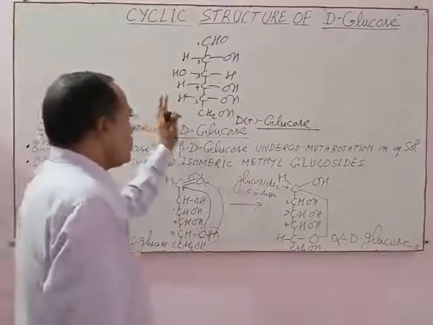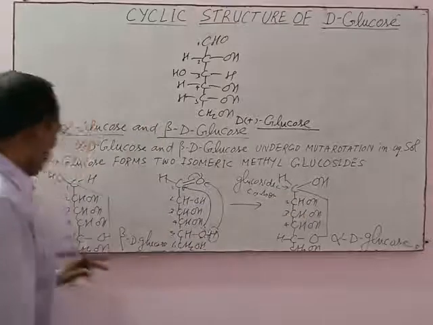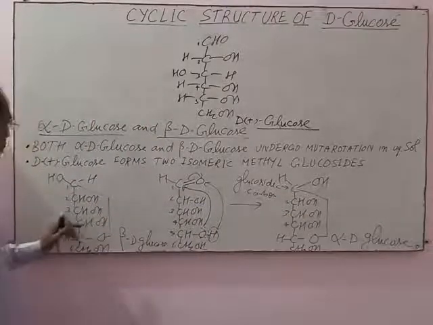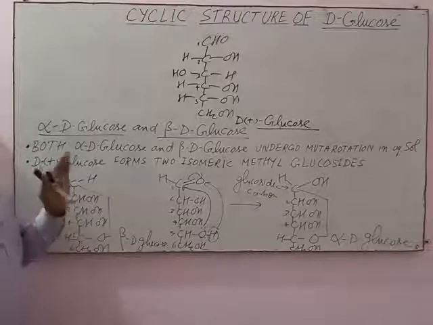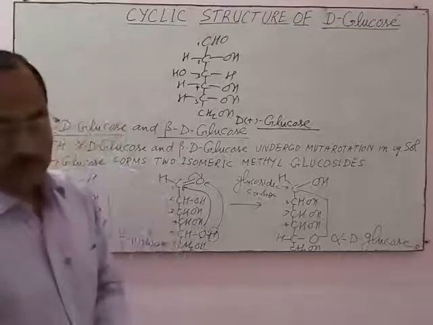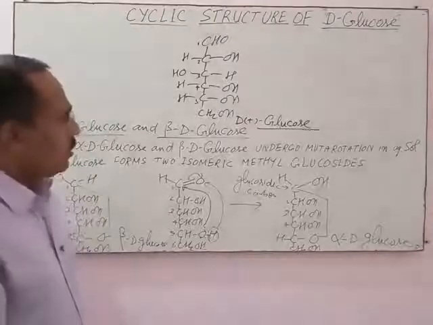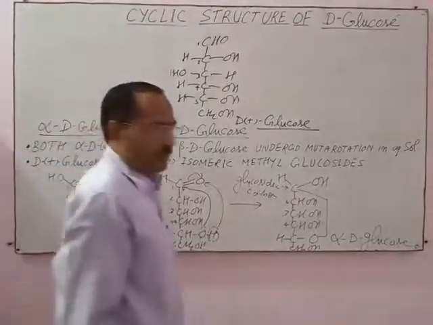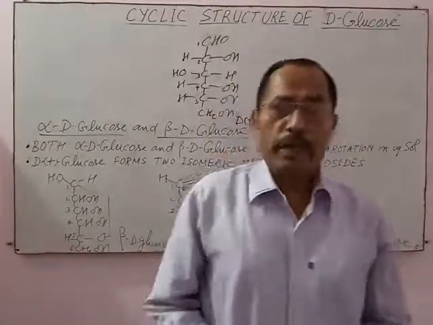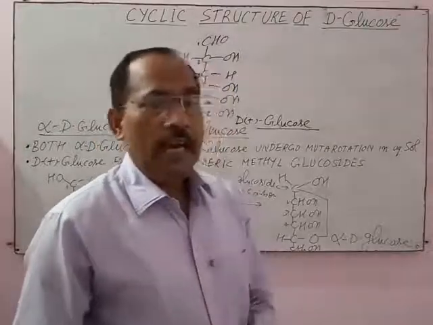Its two isomeric forms are alpha D glucose and beta D glucose, and alpha and beta D glucose are cyclic hemiacetal forms of glucose. What do you mean by hemiacetal? Hemiacetals are the compounds formed by addition of an aldehyde and an alcohol.